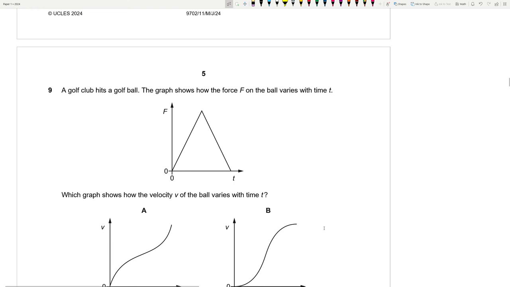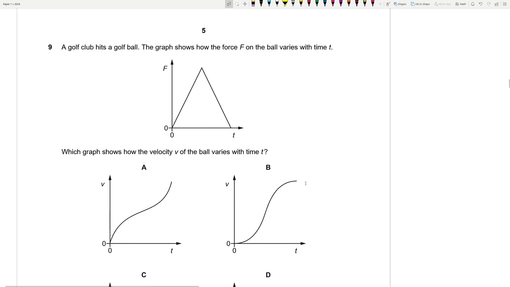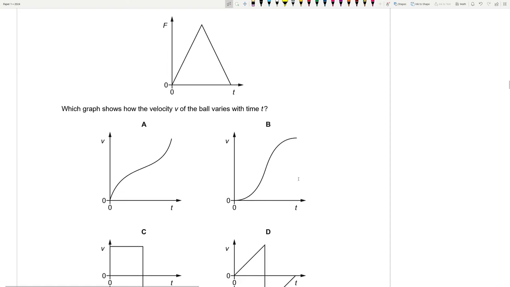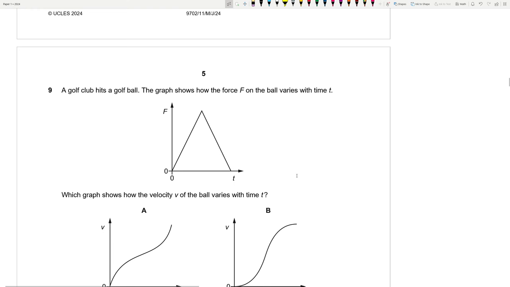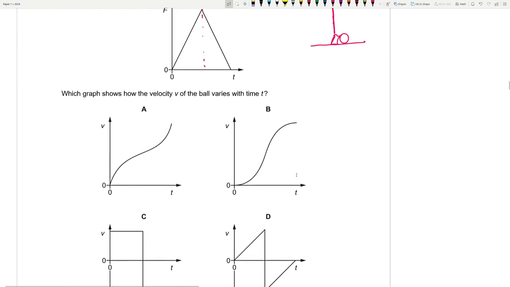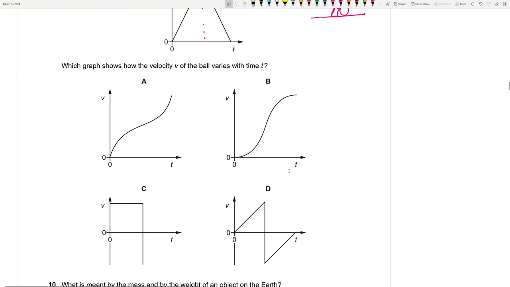A golf club hits a golf ball. The graph shows how the force F on the ball varies with time. Which graph shows how the velocity of the ball varies with time? So this is the golf ball and this is the club, for example. When it hits the ball, at the initial point there is less contact, so there's less force. At the midpoint there is maximum contact, so the force is the highest, and then when it loses contact, the force slowly decreases. So clearly the velocity has to start from 0. So C is wrong.